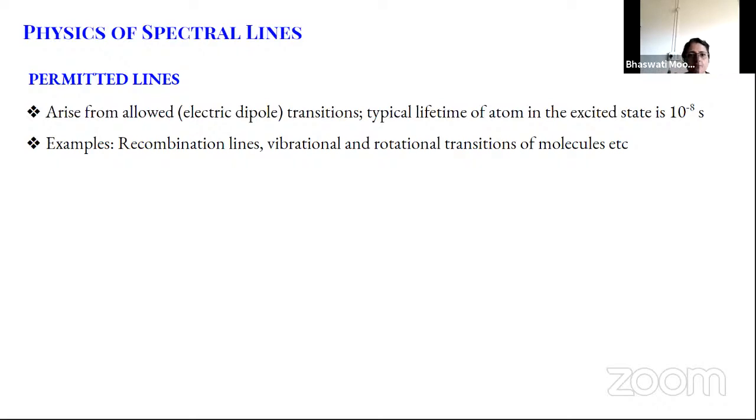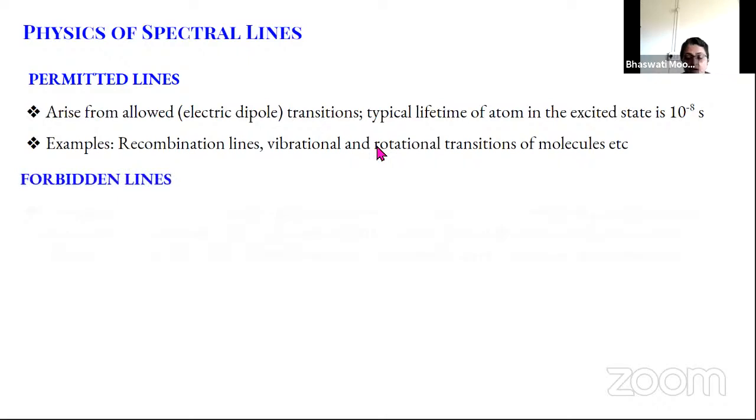When you do it quantum mechanically, you see that these transitions are allowed. There are some things called selection rules, which only allow certain transitions. When these transitions happen, they happen very quickly. The typical lifetime of an atom in an excited state is something like 10⁻⁸ seconds. Examples of such things are vibrational and rotational transitions of molecules, or recombination lines.